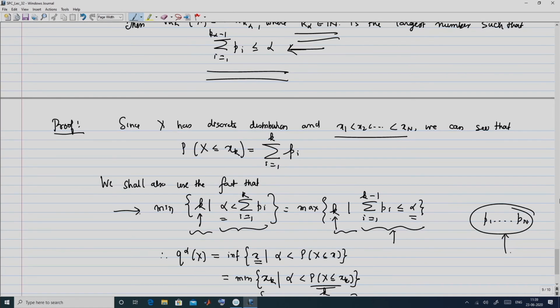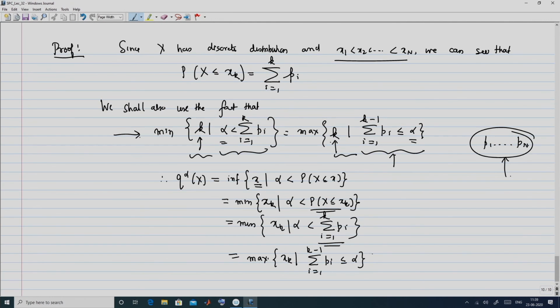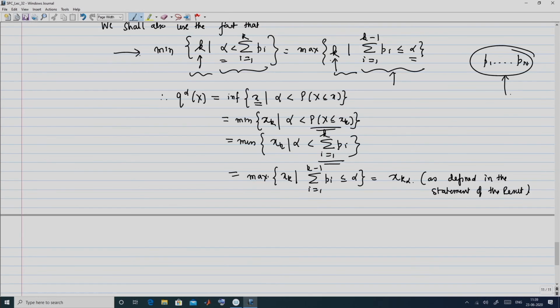So, this is going to be nothing but x of k alpha as defined in the statement of the result. So, we are done. Therefore, since the upper quantile is x k alpha, the value at risk is the negative of the upper quantile, and this is minus x k alpha.